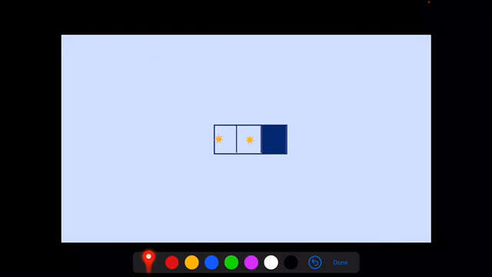Draw your grid. It can be a much smaller one this time because we're only listening for the sound E in two places. Your grid can be a bit bigger than this one. And get ready to write the numbers of the pictures in the box where you can hear the sound. Okay.